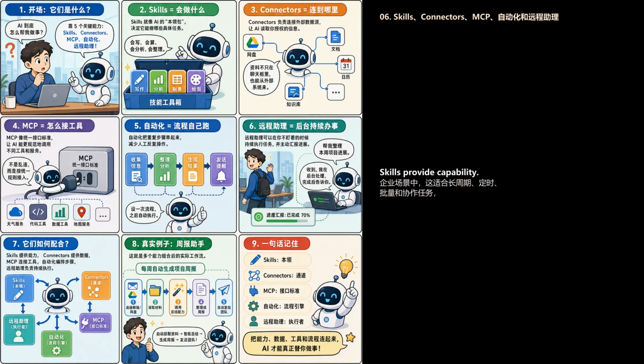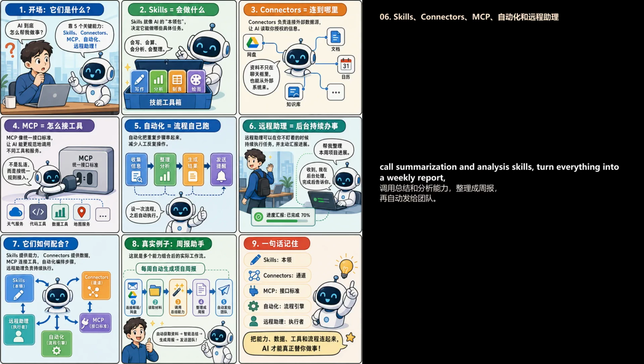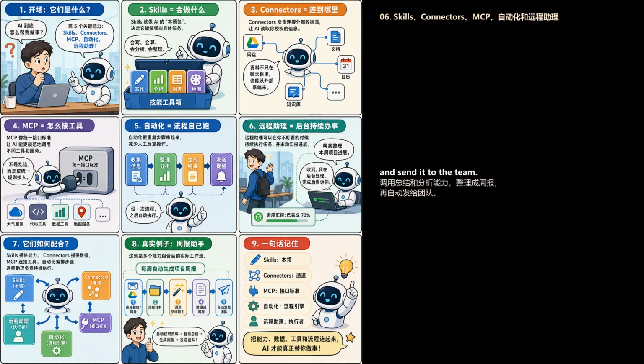Skills provide capability. Connectors provide data. MCP connects tools. Automation arranges steps. Remote assistant keeps executing. The weekly report assistant in the eighth panel is a typical example. Connect to email or cloud drive. Read materials. Call summarization and analysis skills. Turn everything into a weekly report and send it to the team.